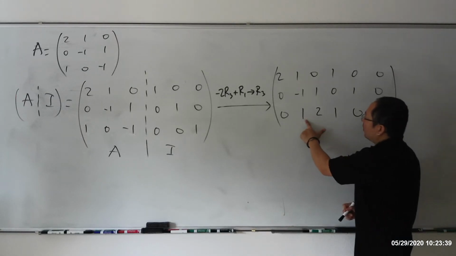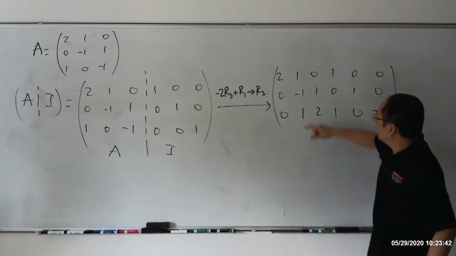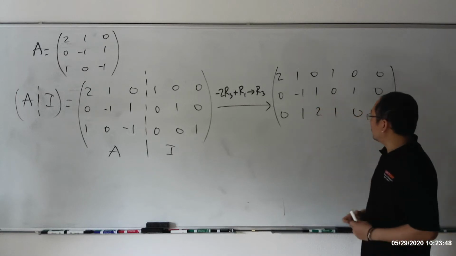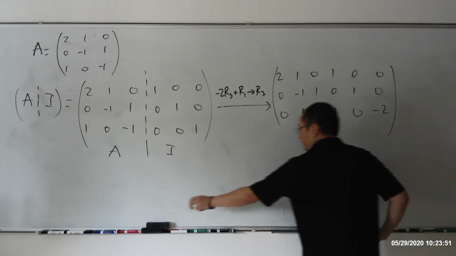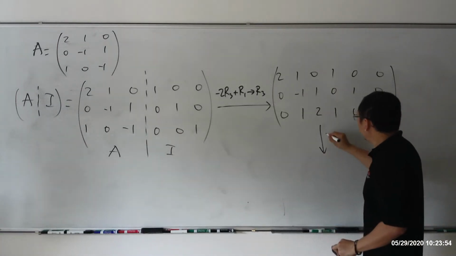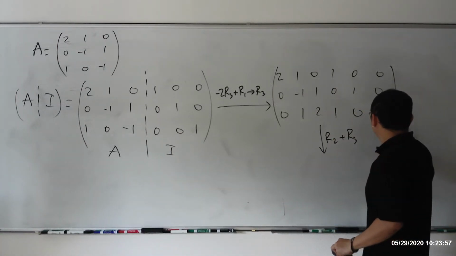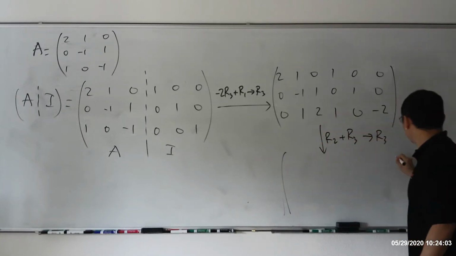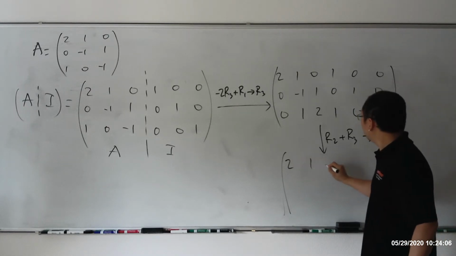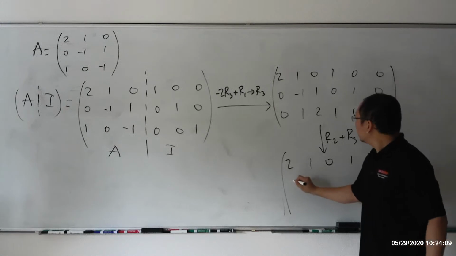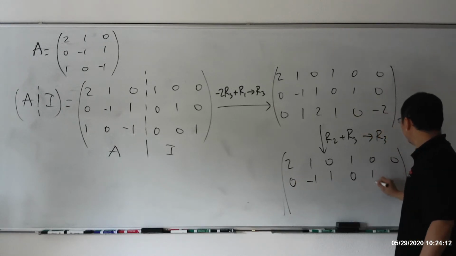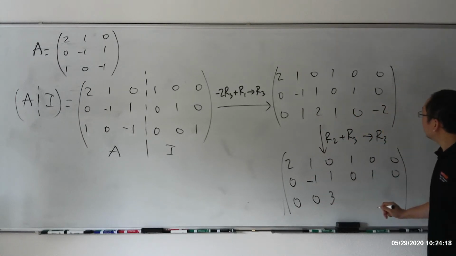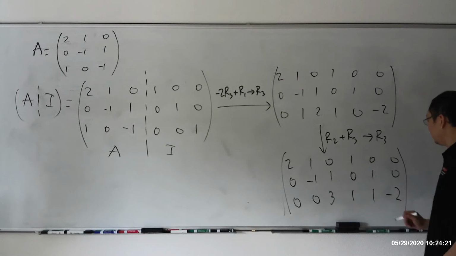Next, I'm gonna make this number 1 right here become 0. Okay, and obviously I'm gonna do row 2 and row 3. So take row 2 plus row 3, add them up, rewrite row 3. Let's write down here. Row 2 plus row 3, then rewrite it as row 3. Okay, I'll make that number 1 right here become 0. So what do we have in here? 2, 1, 0, 1, 0, 0, 0, negative 1, 1, 0, 1, 0. And add row 2 to row 3. 0 here, 0 here, 3 here, 1 here, 1 here, and negative 2 there.